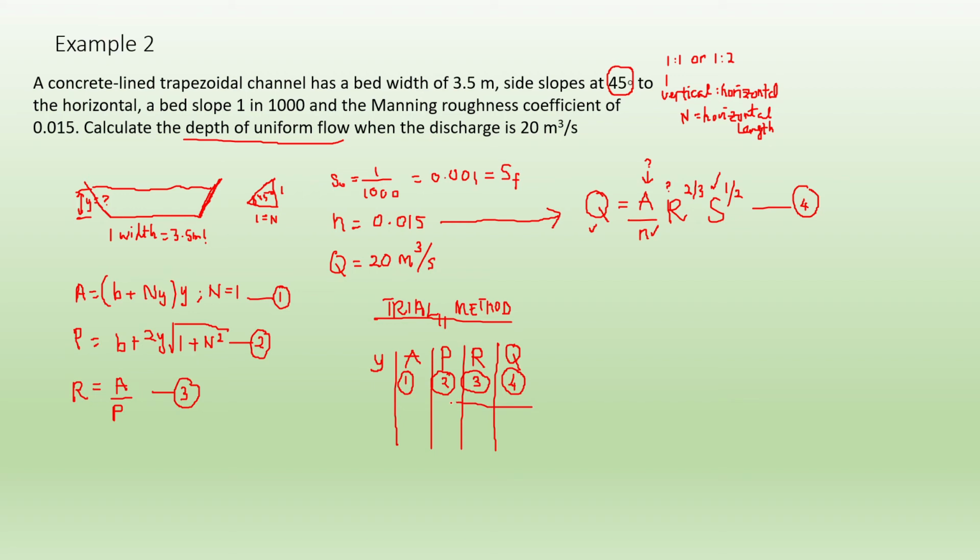First, let's start with y equal to 1. When y is 1, you can get A as 4.5, then you will get P as 6.33, and then R will be equal to 0.71, and then Q will be 7.54.